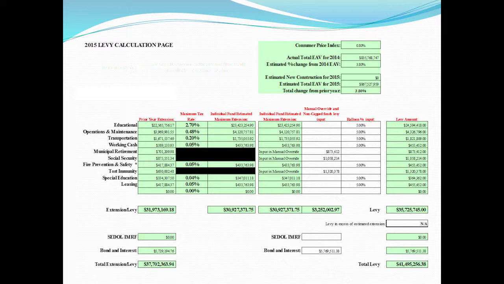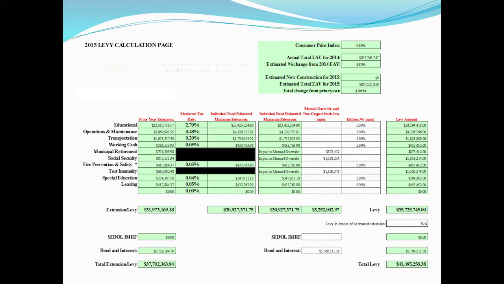And as you can see here, we have what we're going to be allowed to get based on what we think is actually going to happen, what the assessor has said, the 3.8%. But we've increased it by 5%, because wouldn't it be great if our EAV went up more and we were able to get more money to support our schools? So that's what the point is.